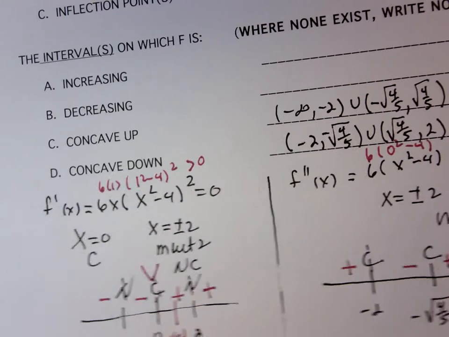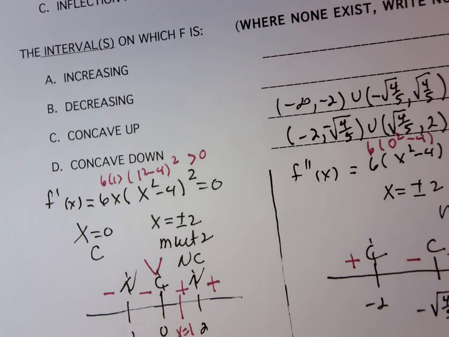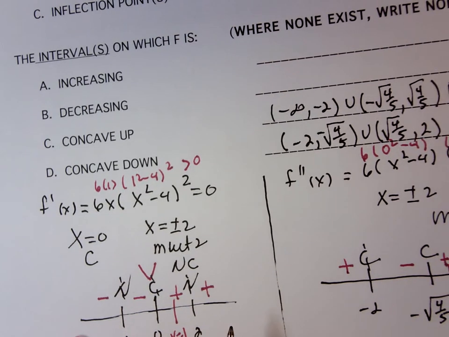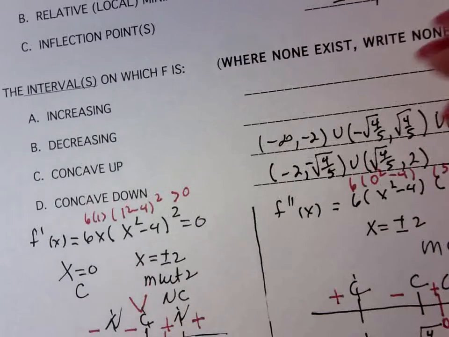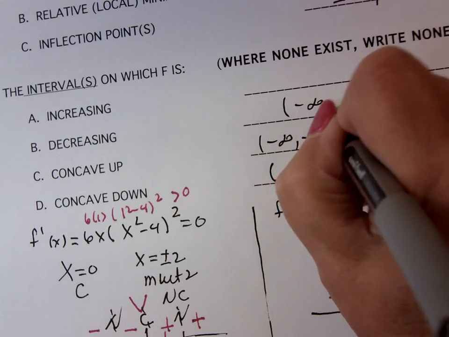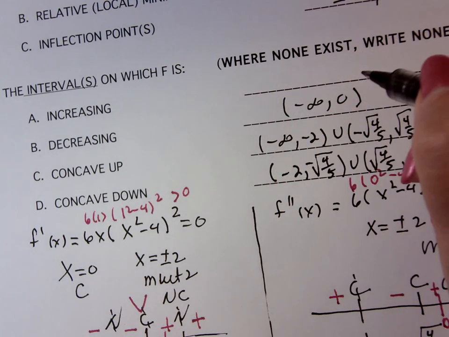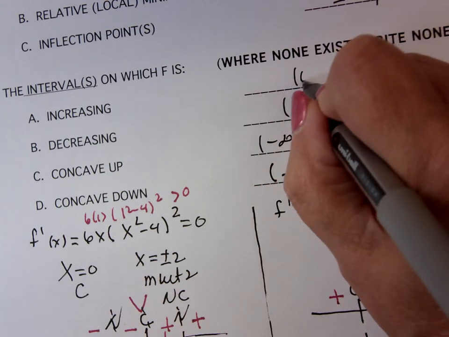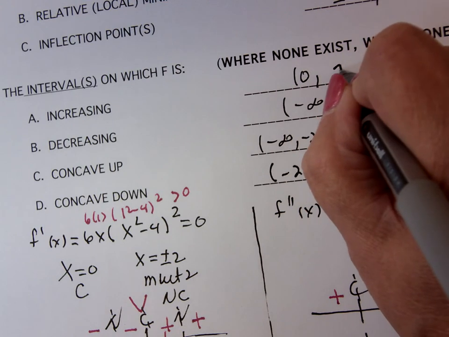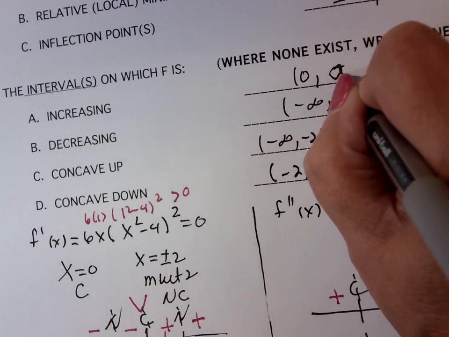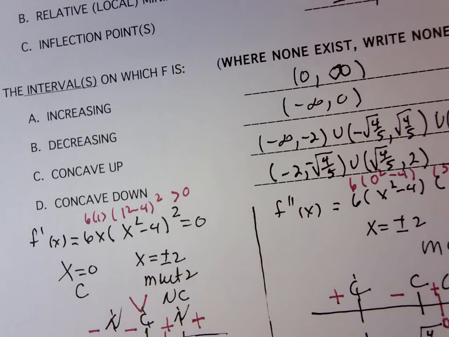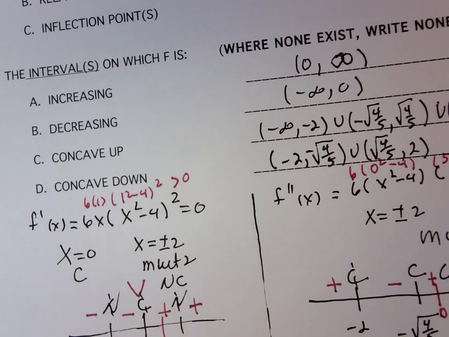Now, let's go for increasing, decreasing. Decreasing from minus infinity to 0, and increasing from 0 to infinity. That was easy enough.